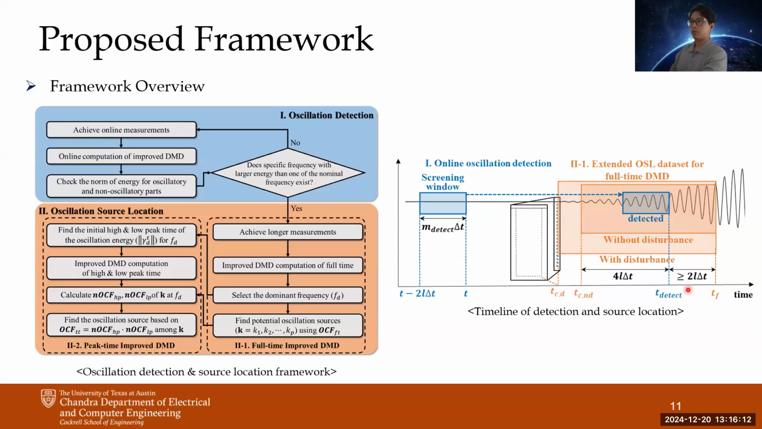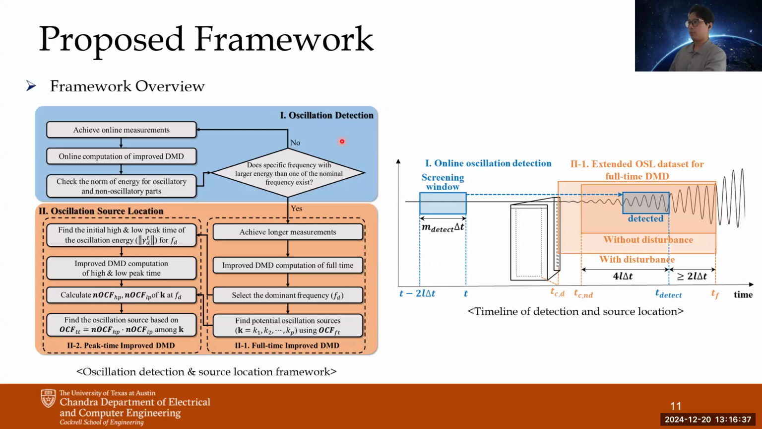So based on this improved DMD, we continuously monitor the measurements to see whether oscillation occurs in them. This is called the oscillation detection stage. And if there is oscillation in the measurement, we move on to the oscillation source location stage. The process of this oscillation detection stage is as follows.